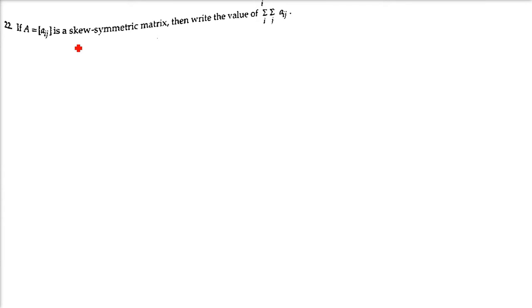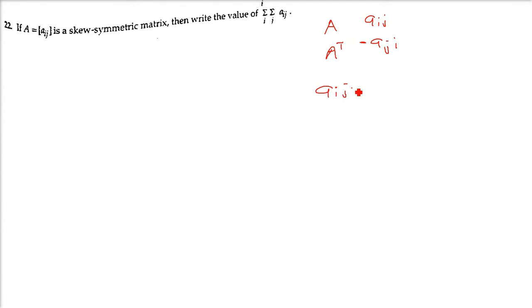If Aij is a skew symmetric matrix, then write the value of the sum over i, j of Aij. So I just told you about skew symmetric matrix. So assume that a matrix A is there. When we take the transpose, Aij will become Aji. Ij will become Ji because simply row and column we are changing.